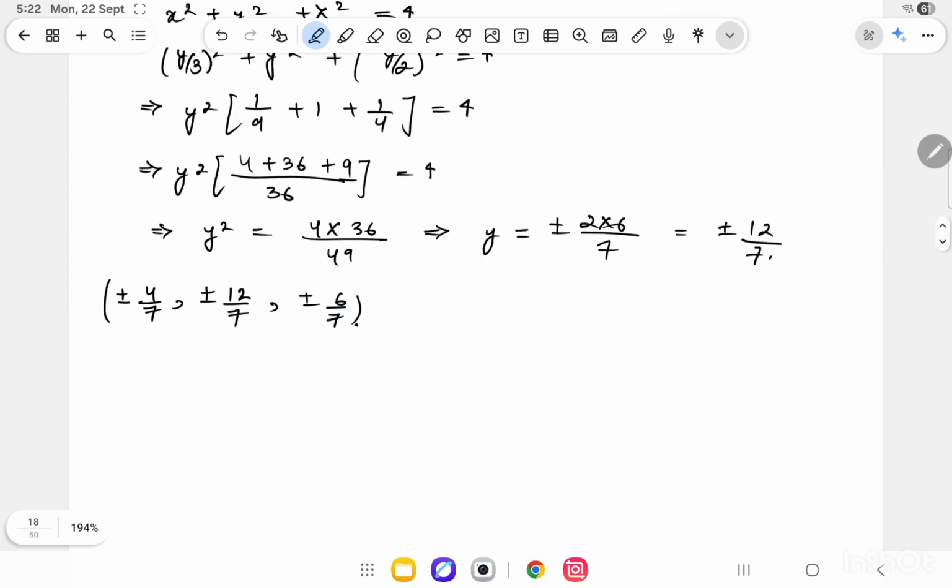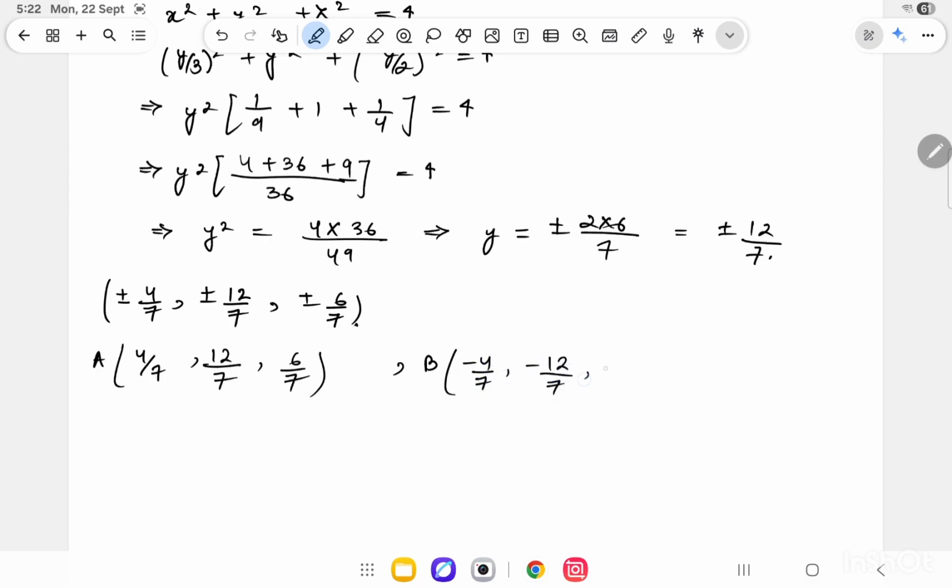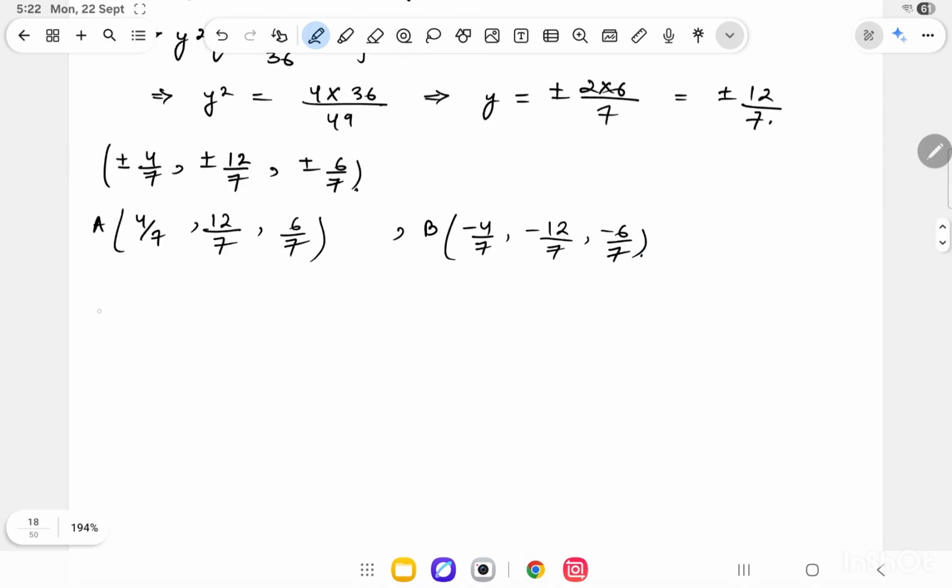So we got 2 points. Let's name them as A and B. So my point A is 4 by 7, 12 by 7 and 6 by 7. Likewise, my point B will be minus 4 by 7, minus 12 by 7 and minus 6 by 7. Now we'll just calculate the distance of AP and BP and see which point is at minimum distance and which point is at maximum distance from P.